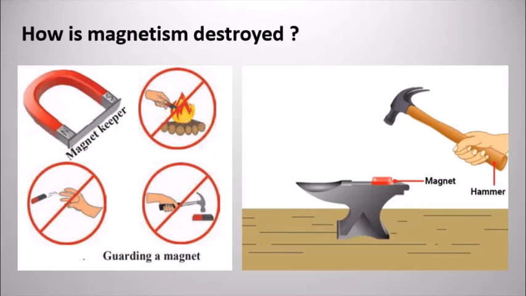There is a bar of soft iron which protects the magnet from any harm. And as it is protecting the magnet, it is called a magnet keeper. So it will protect your magnet.